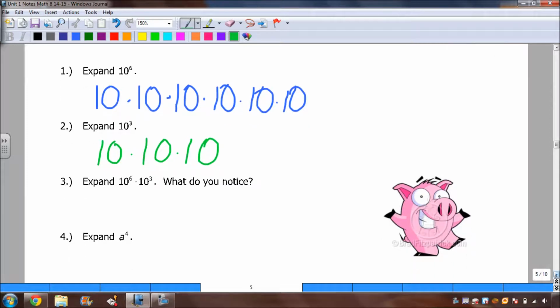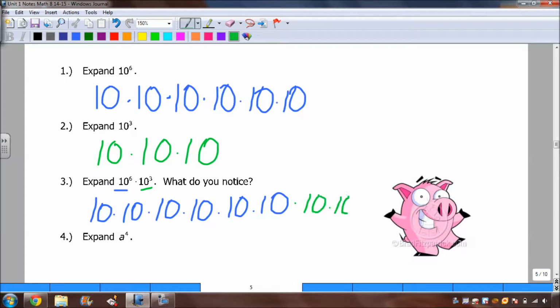Now, it says to expand 10 to the 6th power multiplied by 10 to the 3rd power, right? So let's go ahead and do this. 10 to the 6th power means 10 multiplied by itself 6 times. And then 10 to the 3rd power means 10 multiplied by itself 3 times. So what you end up getting is 1, 2, 3, 4, 5, 6, 7, 8, 9, 10s being multiplied together.